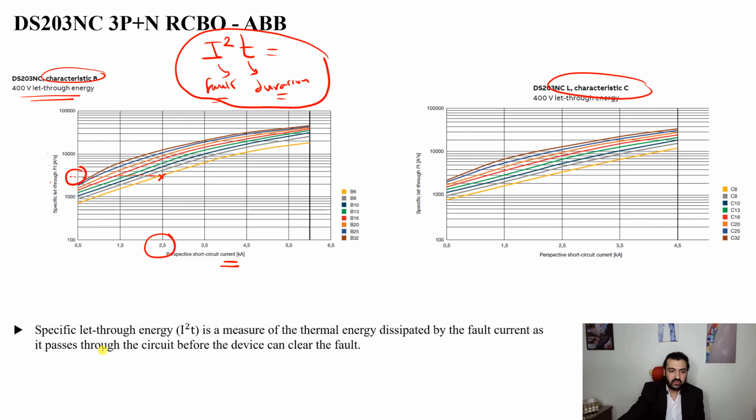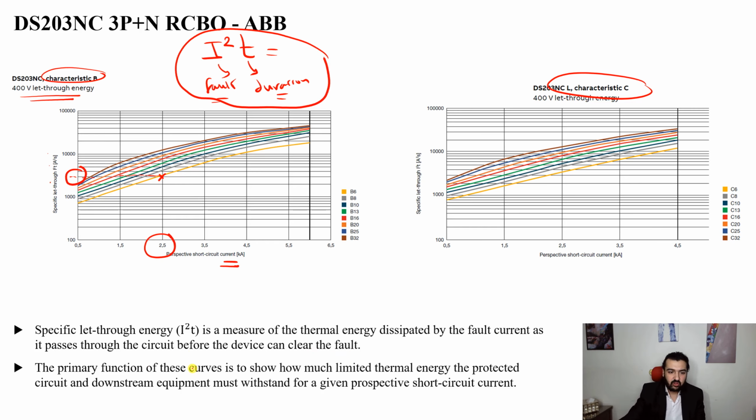So specific let through energy is a measure of the thermal energy dissipated by the fault current as it passes through the circuit before the device can clear the fault. The primary function of this curve is to show how much limited thermal energy the protected circuit and downstream equipment must withstand for a given short circuit current.